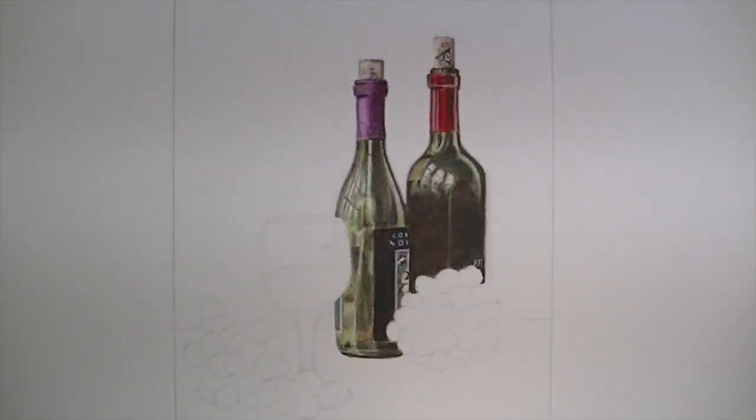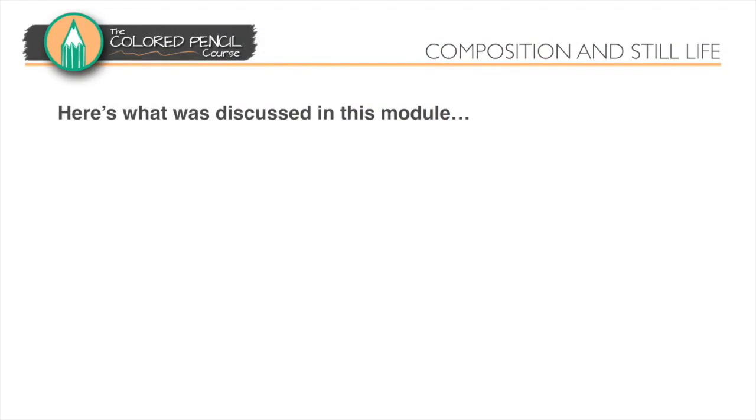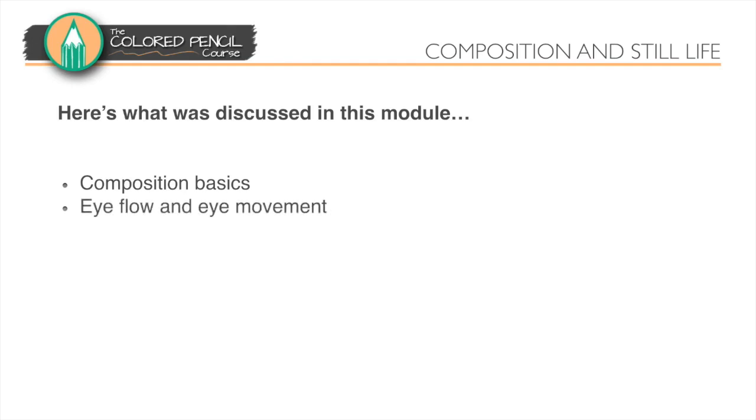Here's where we are so far in the drawing process. Here's what was discussed in this module. In this module, we took a look at composition basics, which included eye flow and eye movement. We should try to create a composition that encourages our viewer's eye to move through the piece.